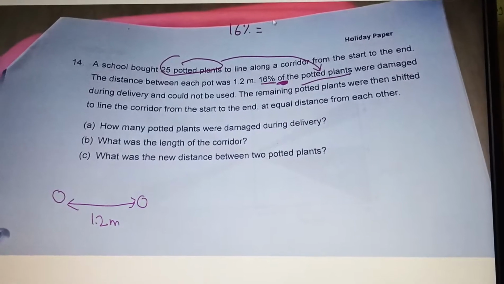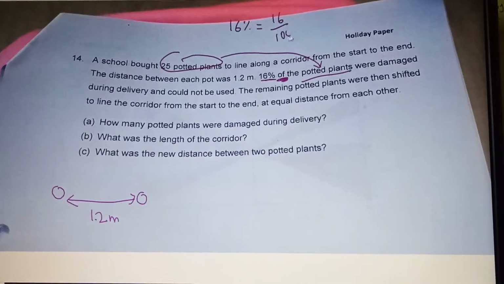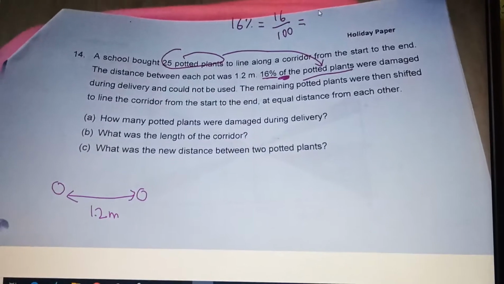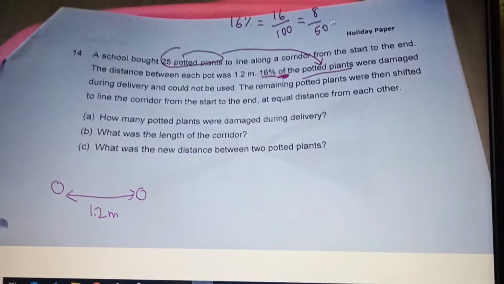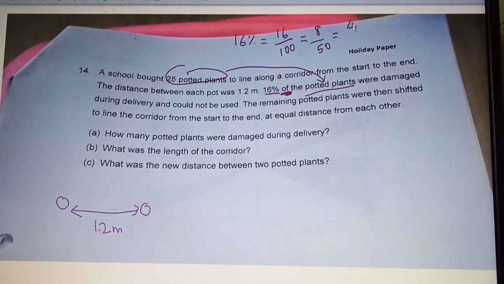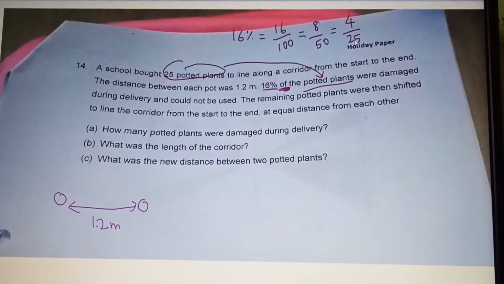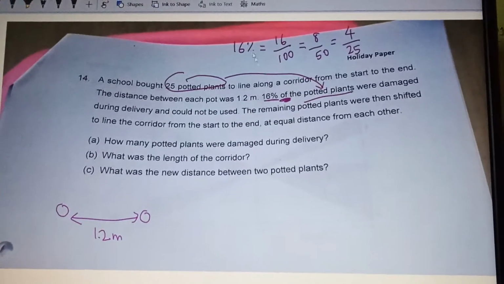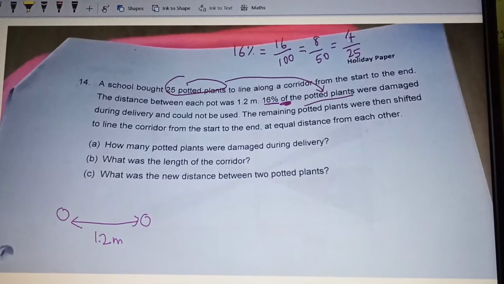16% changed to a fraction is 16 over 100, right? So you have to simplify this. How to simplify? Divide by 2, divide by 2. So you can simplify some more. Divide by 2, divide by 2. So this one is the simplest form. So 16% is equal to 4 out of 25.